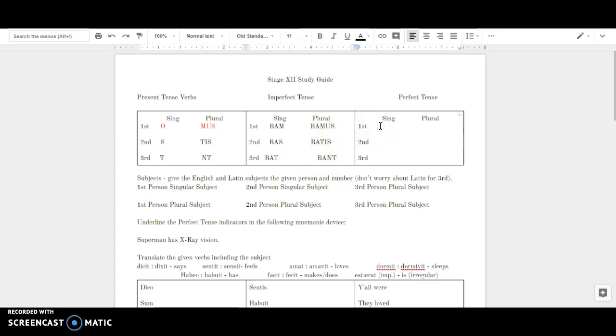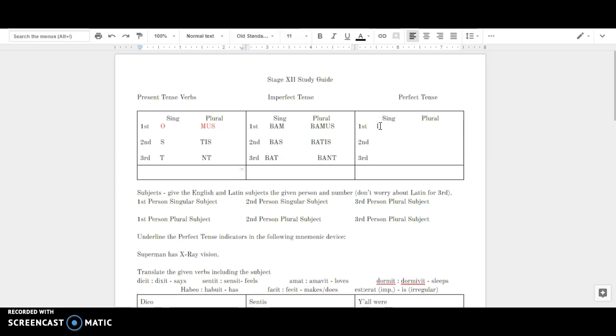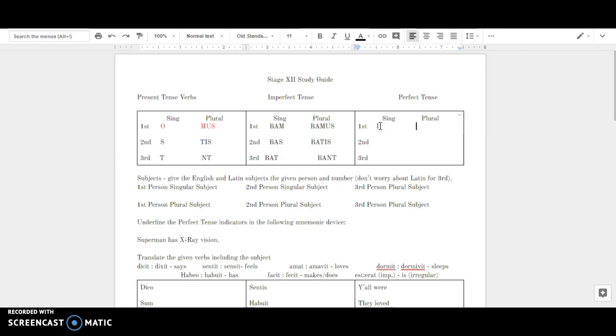Now the perfect tense is a little bit more different. So we have i and imus, isti, istis, it, erunt. So we have i, isti, it, imus, istis, erunt.